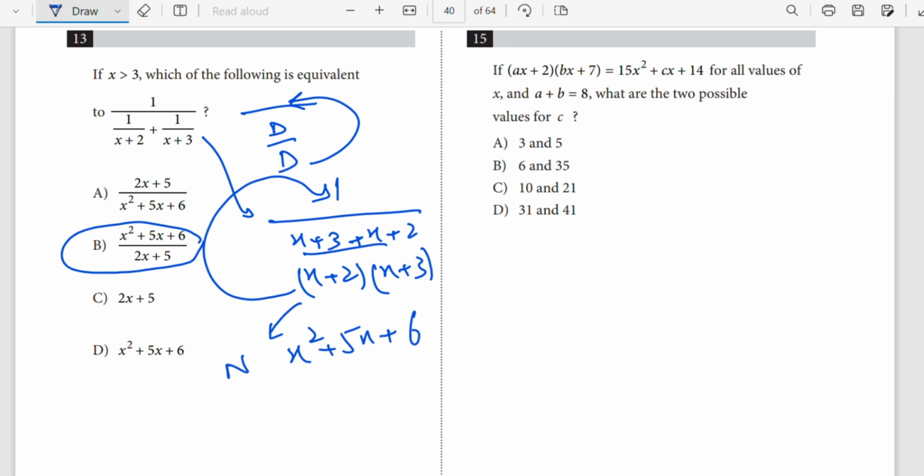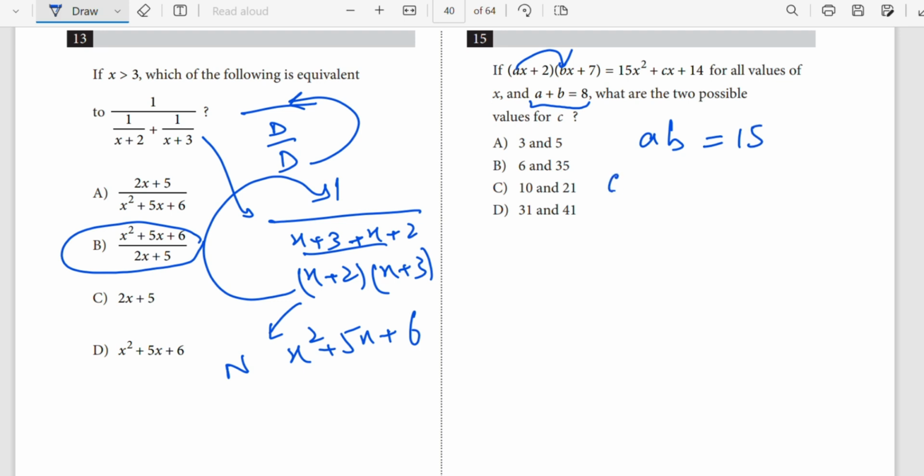Okay. So question number 15. Move to question number 15. There are 7 or 8 different solutions to this question, so I will explain the fastest solution. You know that a plus b is equal to 8, and you know that a into b is 15. A multiplied by b is equal to 15.